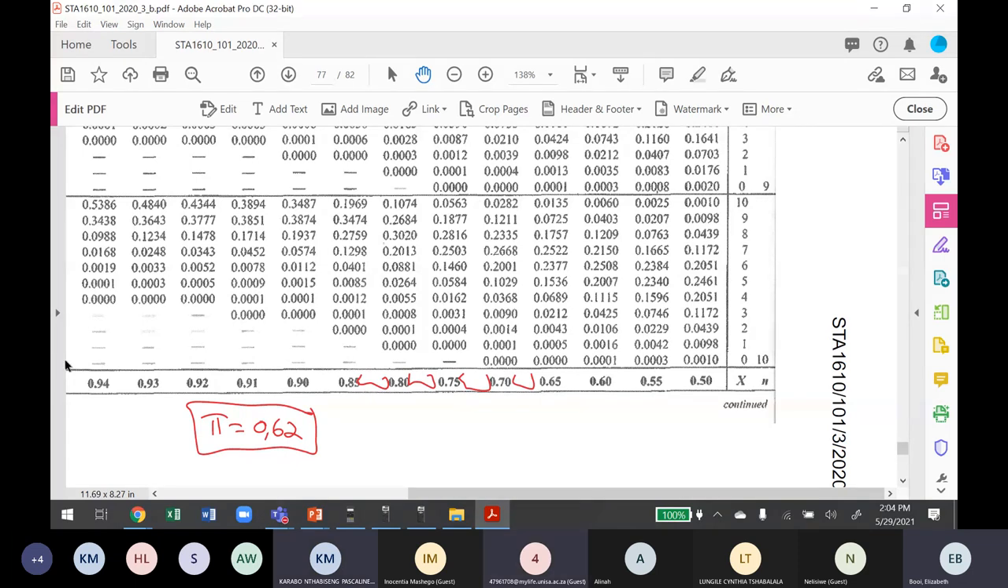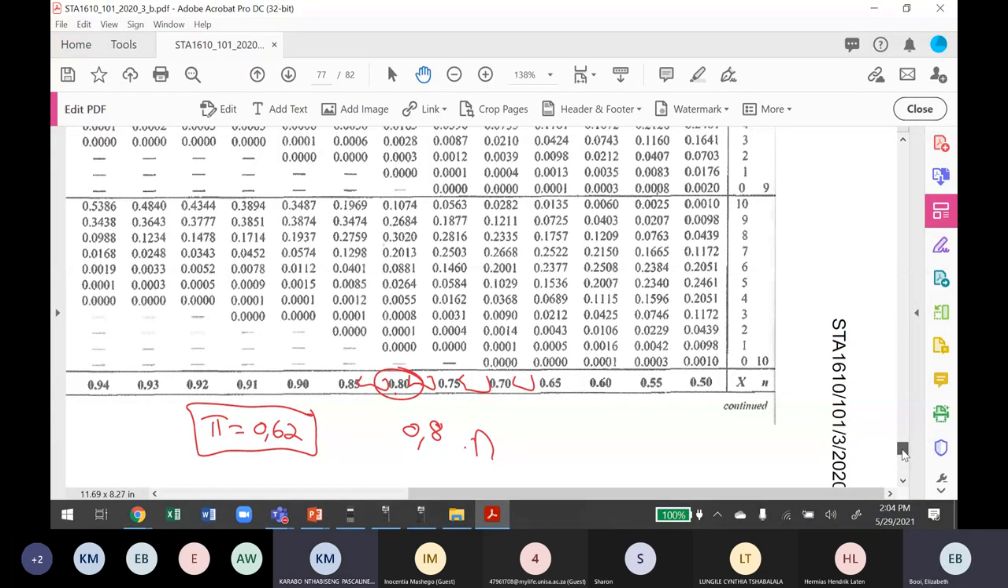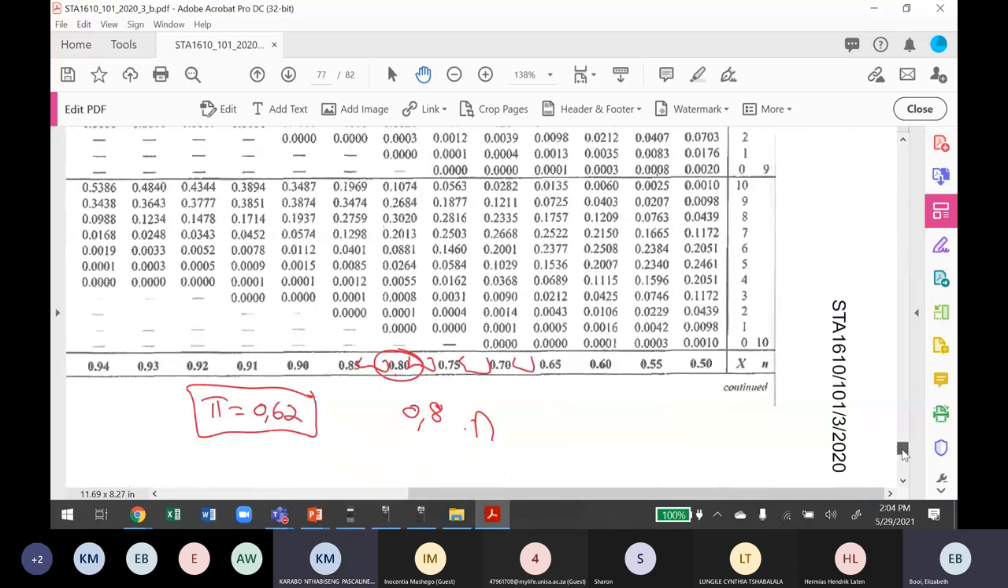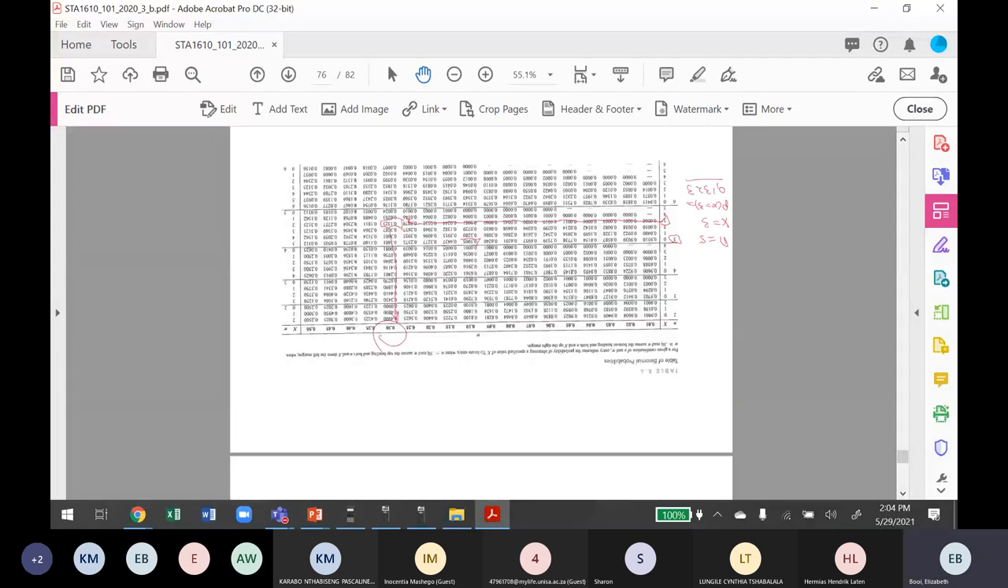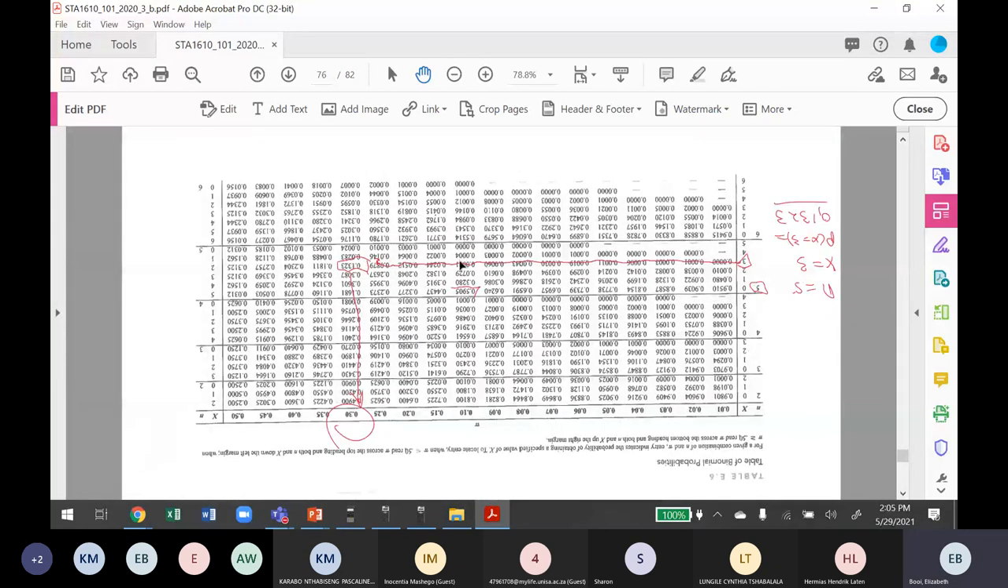Let's say, for instance, you have a probability of 0.8 and an X value of 0. So from the table, how do you read that? Do you go to the one at the bottom? What will be your N? Let's start there. Your N will be 6. So you go to N is 6, on the first page.